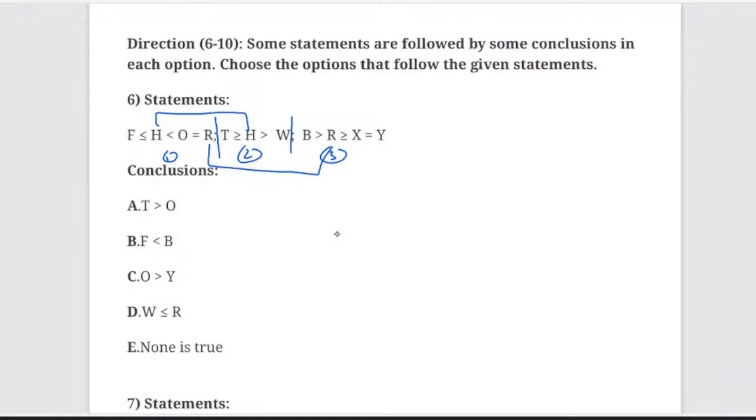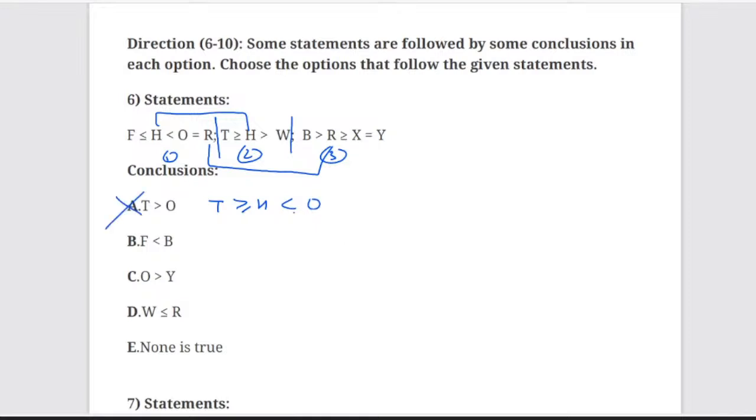Now, let us see. T is greater than O. Where is T? T is in the second one, and O is in the first one. So T is greater than or equal to H, and H is less than O. As soon as I see greater than or equal to and again less than, my answer will be directly false.